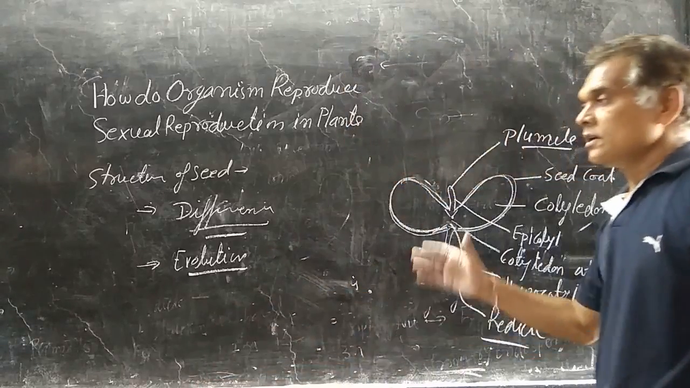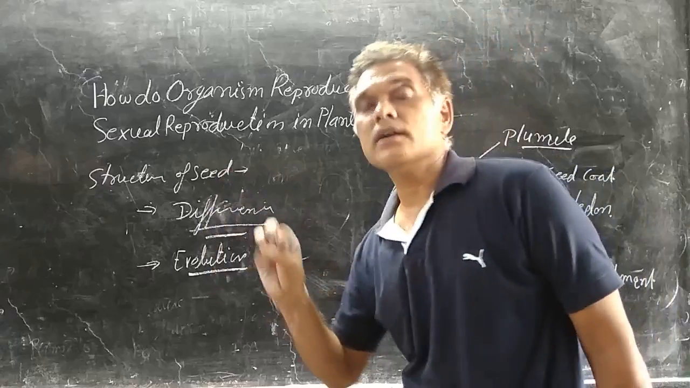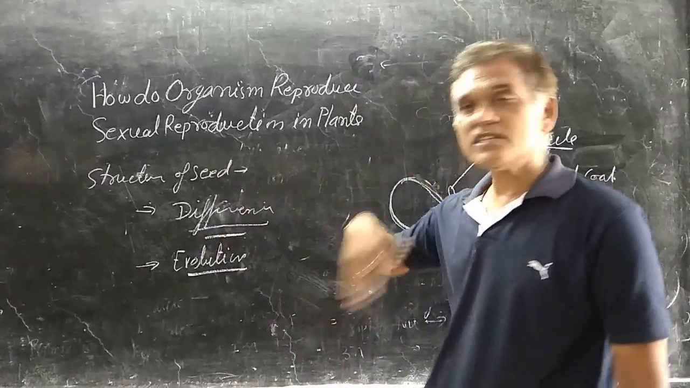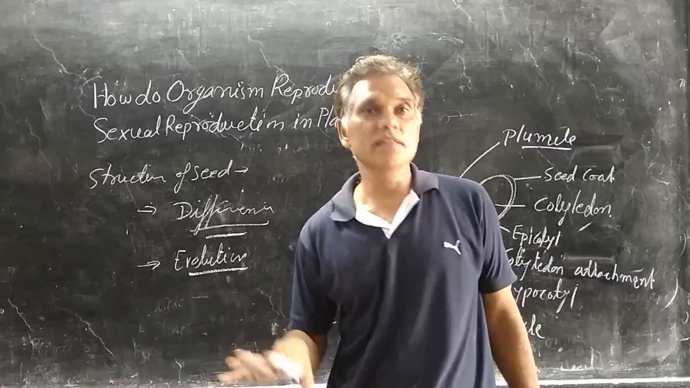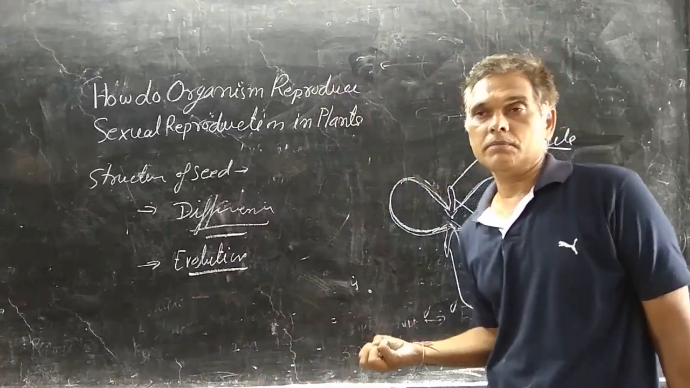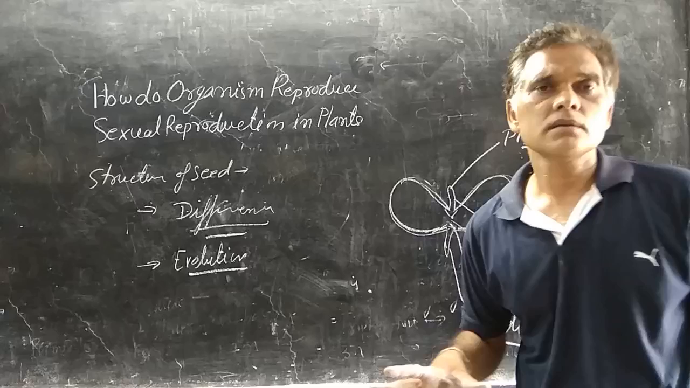Plus, due to variations, the organism helps in coping with the environment. If the environment changes, due to differences or variation, the organism also changes some characteristics in itself. That's why they help in coping with the environment. So this is the sexual reproduction in plants.